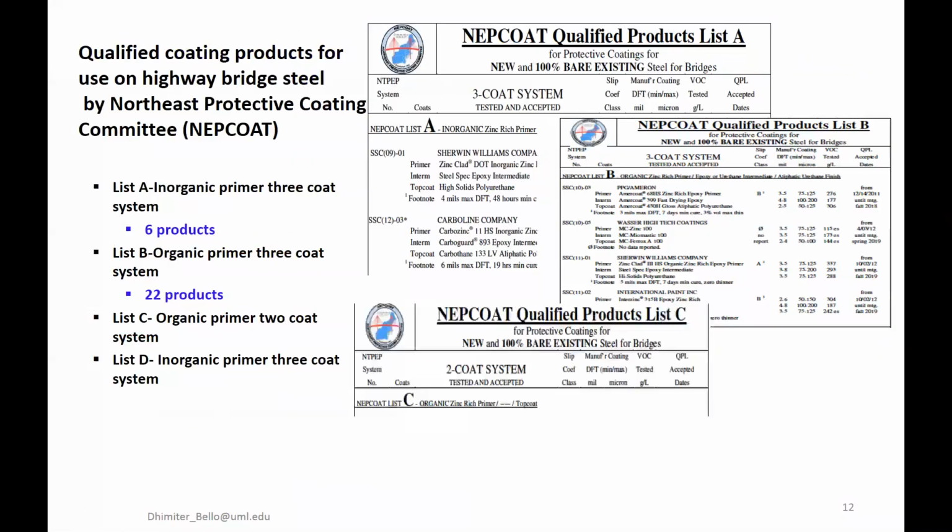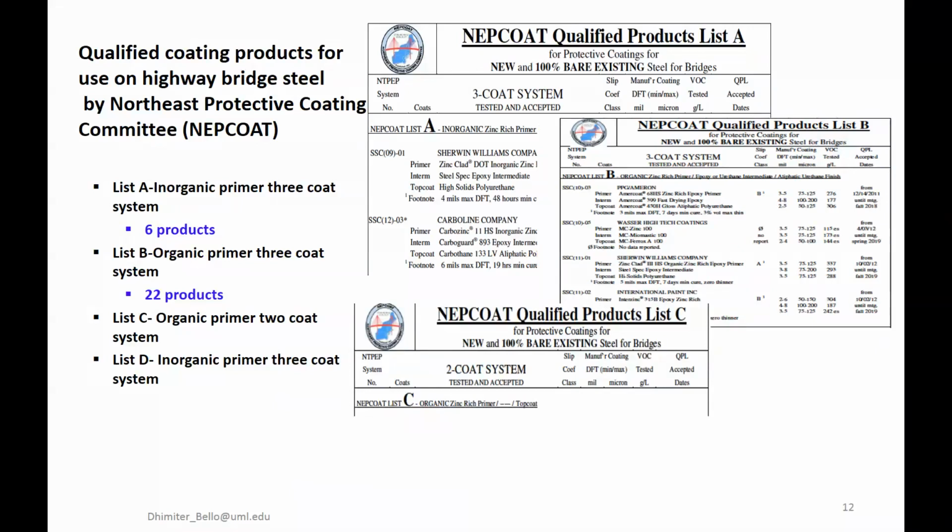I would like to mention briefly that in these industrial coatings applications, the product is selected, at least for the Northeast, from a list of approved products that comes from the NEPCOAT list, Northeast Protective Coating Committee. And so there are 3 lists, A, B, and C, as well as a 4th one on inorganic primer, and they have specific recommendations about the type and composition of these coatings and the layers, as well as other specifications. There is some variety in the products that are selected.